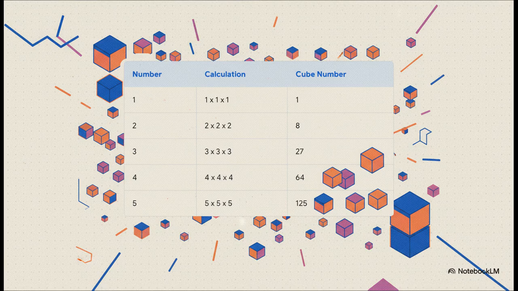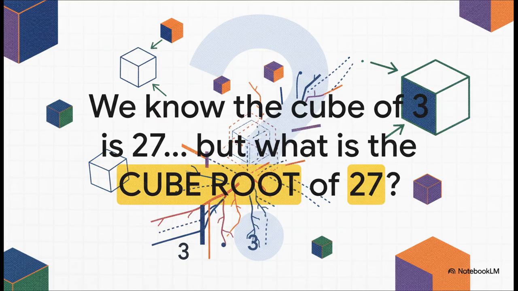Honestly, knowing these can be just as useful as knowing your multiplication tables. Look at that jump from 4 cubed, which is 64, all the way to 5 cubed, which is 125. That's the power of cubing right there. So what do you think the next one is? 6 cubed?